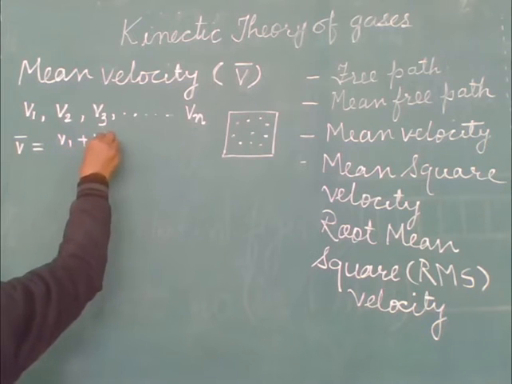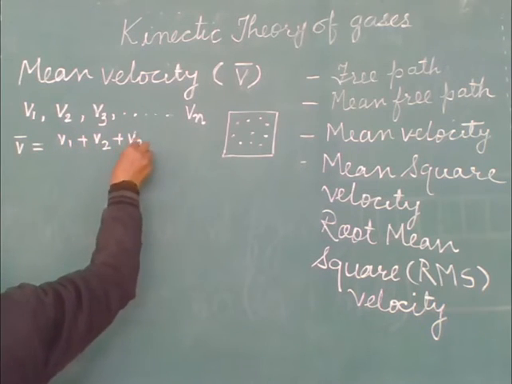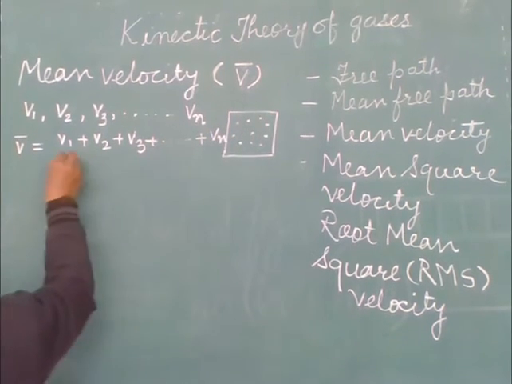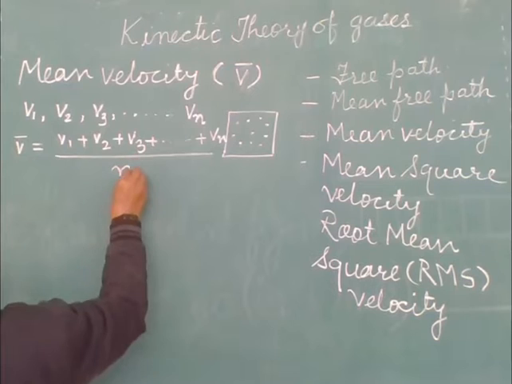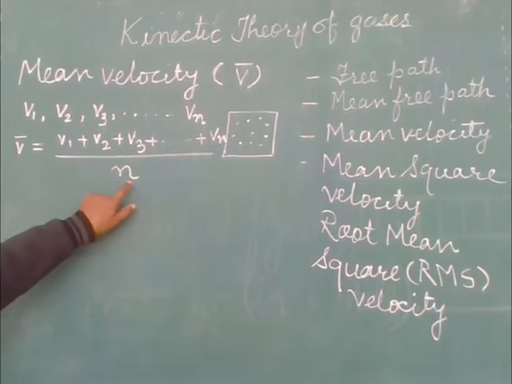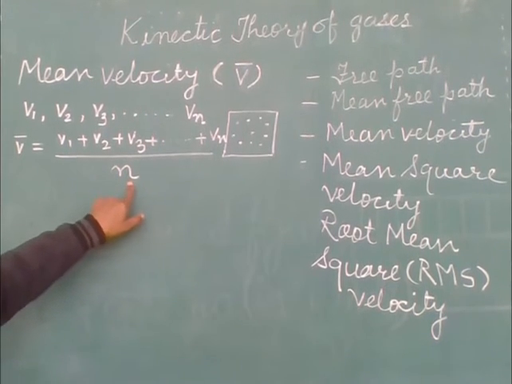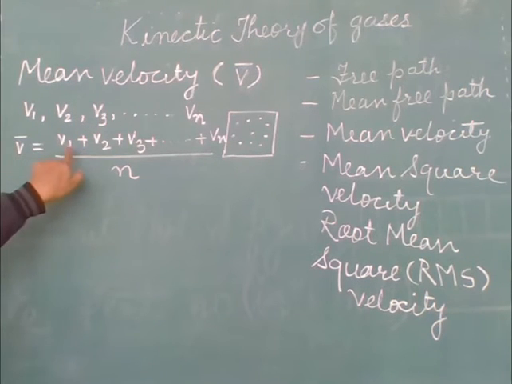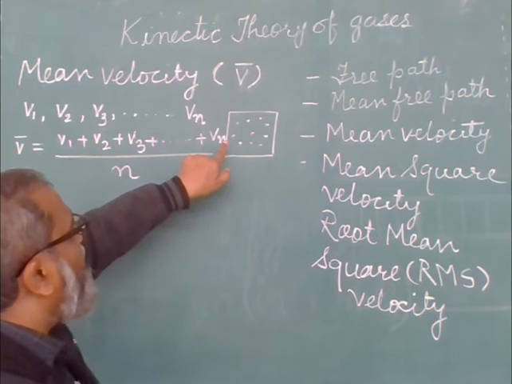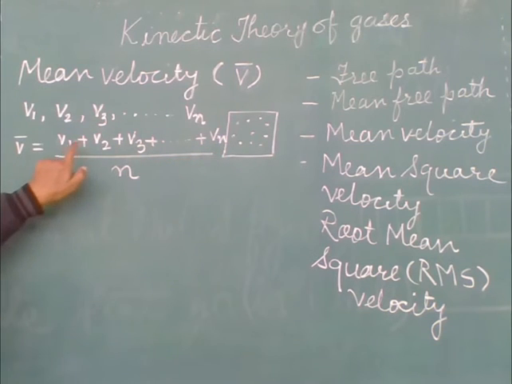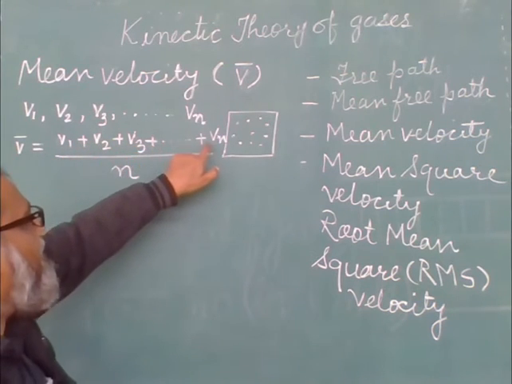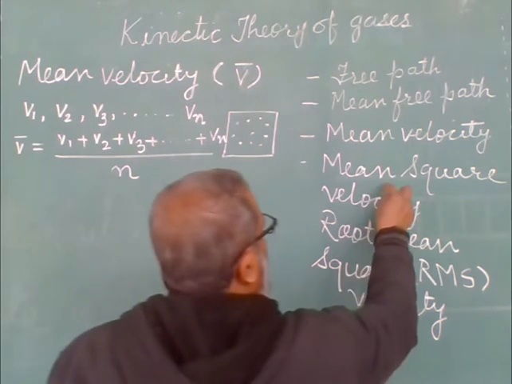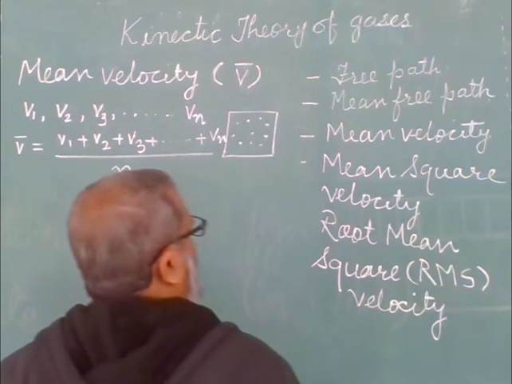That is V1 plus V2 plus V3 plus ... plus Vn upon n. Upon n, where n is the total number of gas molecules. So V bar, the mean velocity, is equal to the average of the individual velocities, V1 plus V2 plus V3 plus ... plus Vn upon n. Okay, now let's take the next term, mean square velocity.